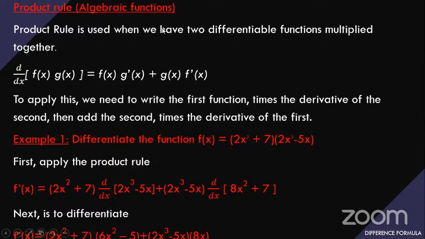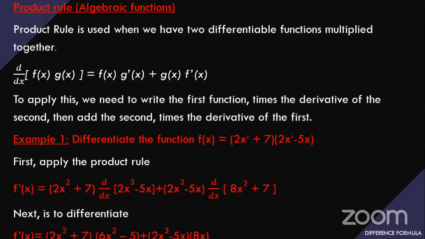So let's look at the product rule. The product rule is used when we have two differentiable functions multiplied together. So if we have a product d/dx of f of x and g of x, let me state this product rule again. d over dx of f of x g of x is equal to f of x times g prime of x plus g of x times f prime of x. This is what the product rule is.